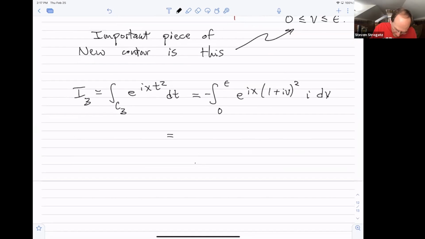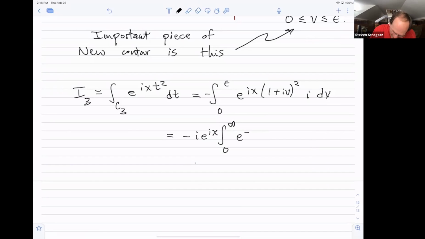According to my notes, I'm getting minus i e to the ix integral. Now, in the spirit I mentioned of Laplace's method, where I can take from 0 to epsilon and suddenly replace it with 0 to infinity, because I'm only, again, throwing in pocket change of transcendentally small terms, do that.